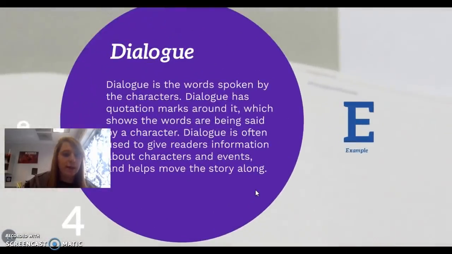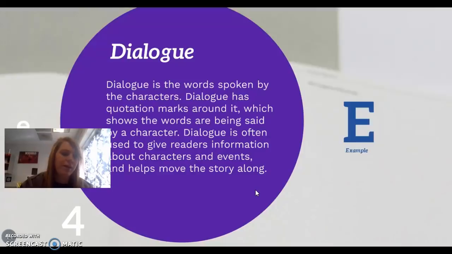Okay, so moving on to dialogue. We've talked a lot about dialogue this year, so I'm going to go pretty quickly, but it is the words spoken by the characters. It has quotation marks around it, obviously, which signals to let you know the words being said by a character. It's often used to give readers information about characters and events and helps move the story along. That's the big thing that I want us to focus on, is the fact that it helps move the story along, and we can learn a lot about the characters through the dialogue.